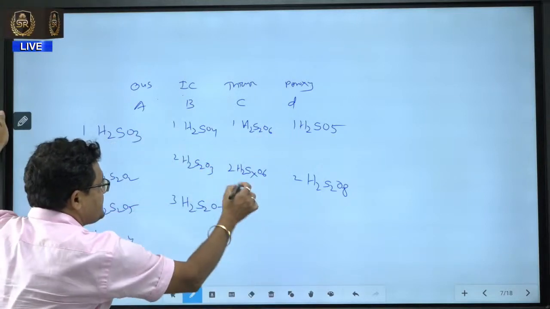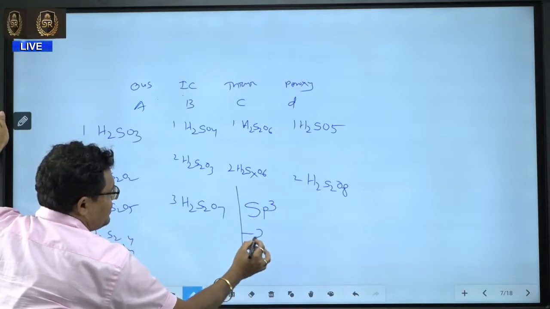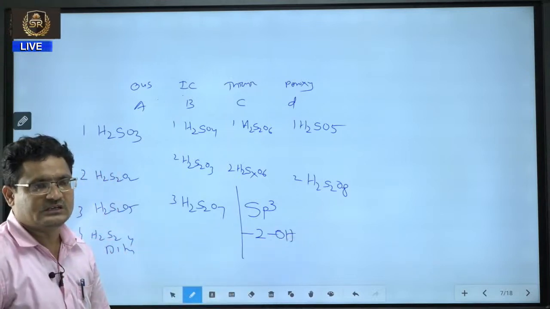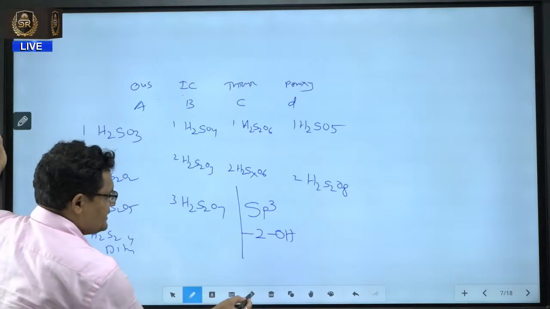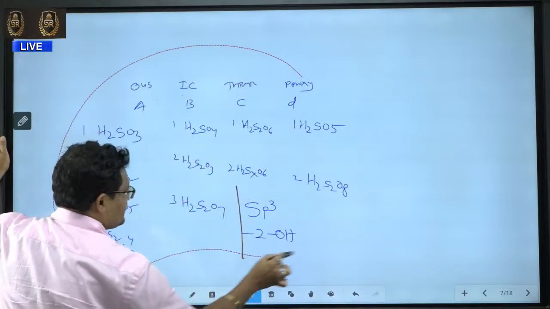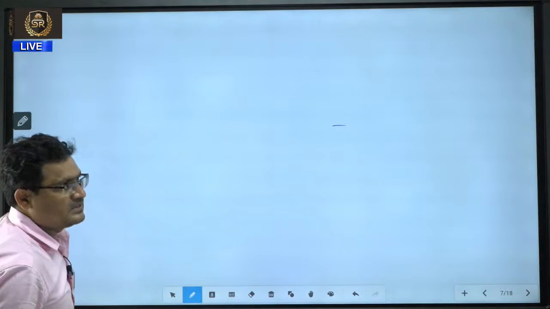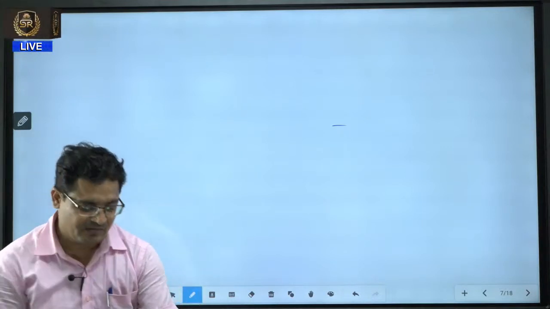All these oxy acids of sulfur undergo sp3 hybridization. All contain 2 OH groups. 2 OH means the OH groups depend upon basicity. That means the OH groups present depend upon the basicity, and basicity depends upon the OH group. This is oxy acids of sulfur.